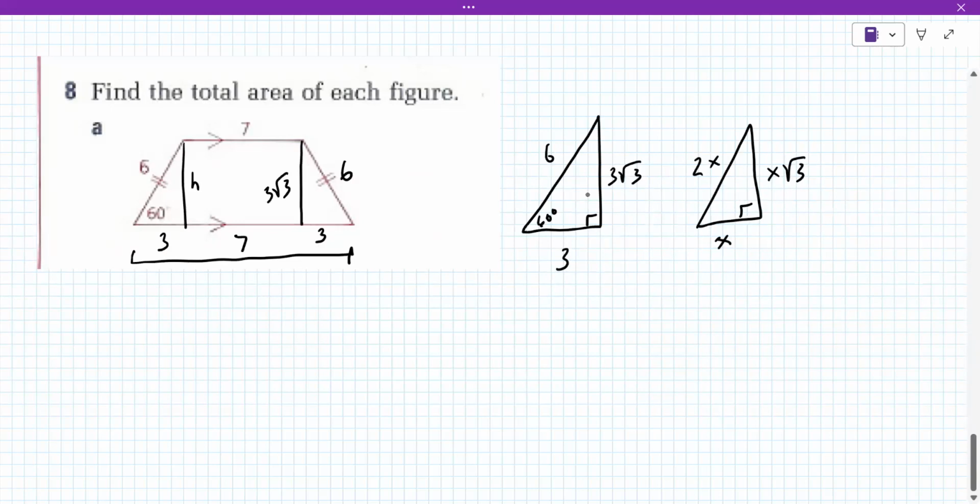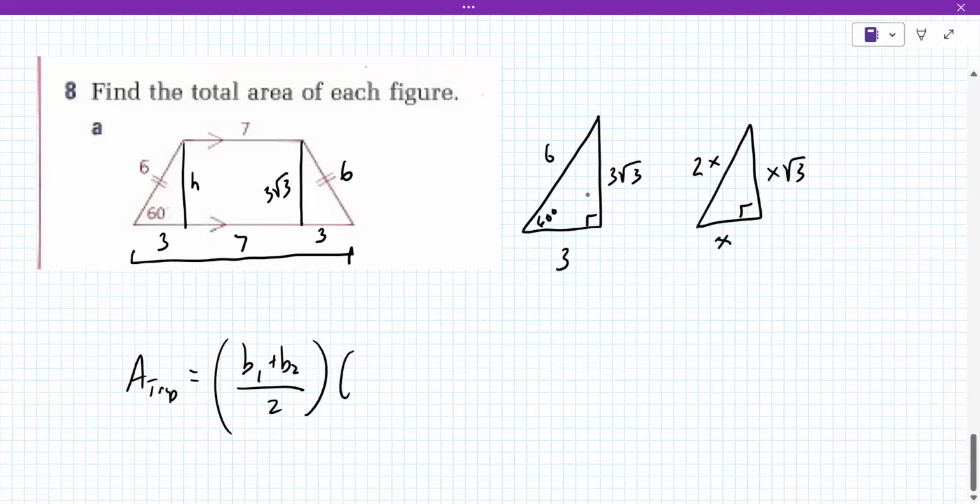You now have enough to find the total area. You need to find the average of the bases, right? Base 1 plus base 2 divided by 2, and then multiply by the height. You have base 1, you have base 2, you have the height. You have everything you could need here. Your answer will contain a square root of 3 in it.